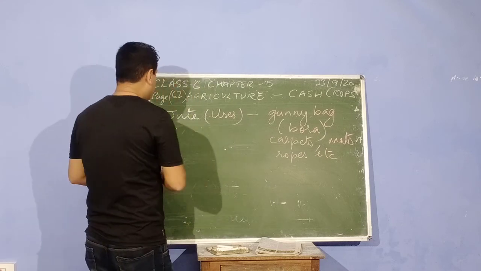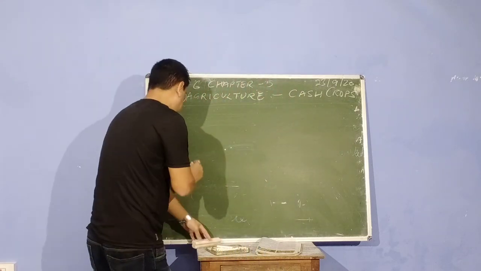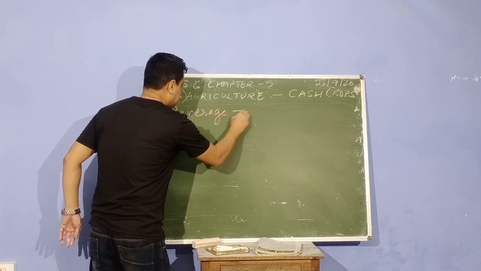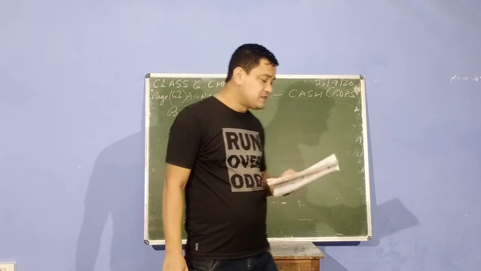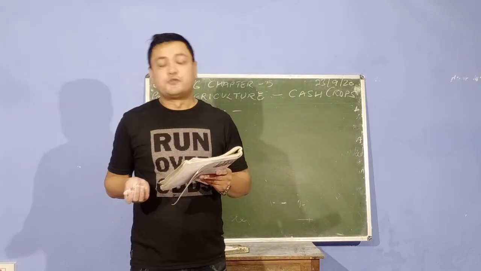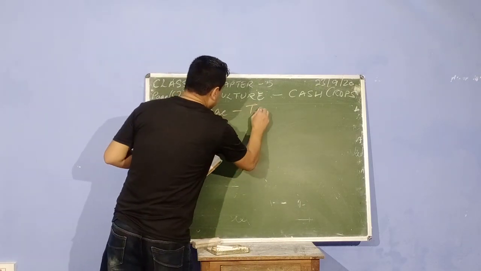Now we are going to the beverage crop. Beverage. Now what is beverage? Beverage means any liquid which is suitable for drinking, like tea. Now we are studying tea.